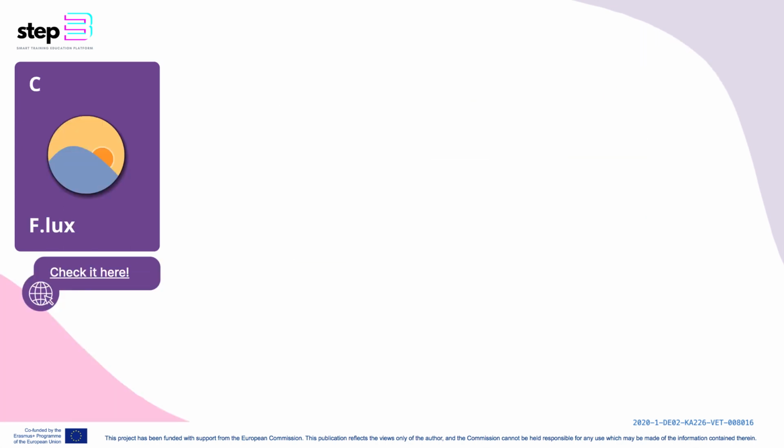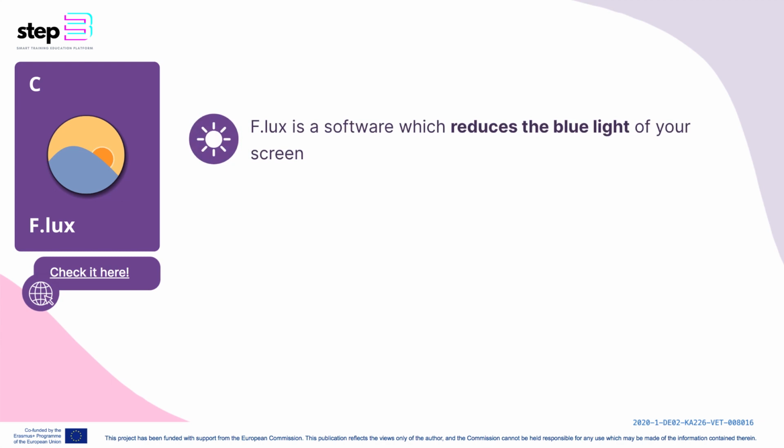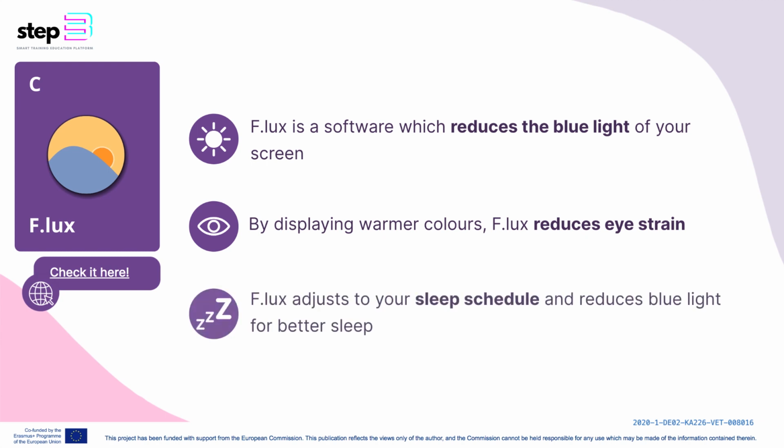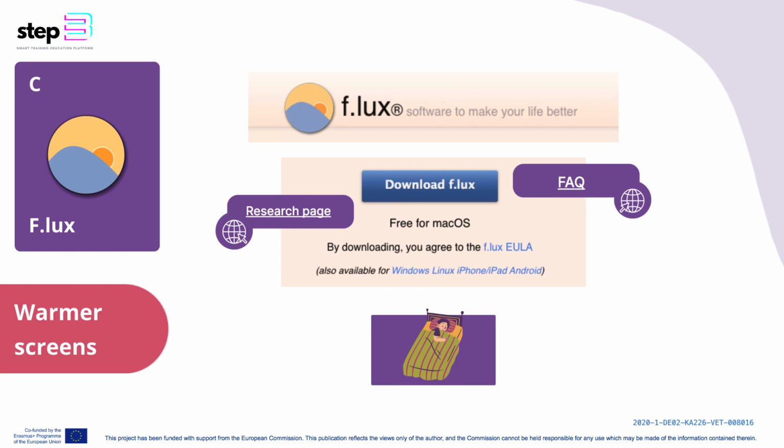Last but not least, Flux. Flux is a software which reduces the blue light of your screen. By displaying warmer colors, Flux reduces eye strain. Flux adjusts to your sleep schedule and reduces blue light drastically before bed. To access the official website of Flux, press on the link here. Flux is an application which you will have to install on your device.